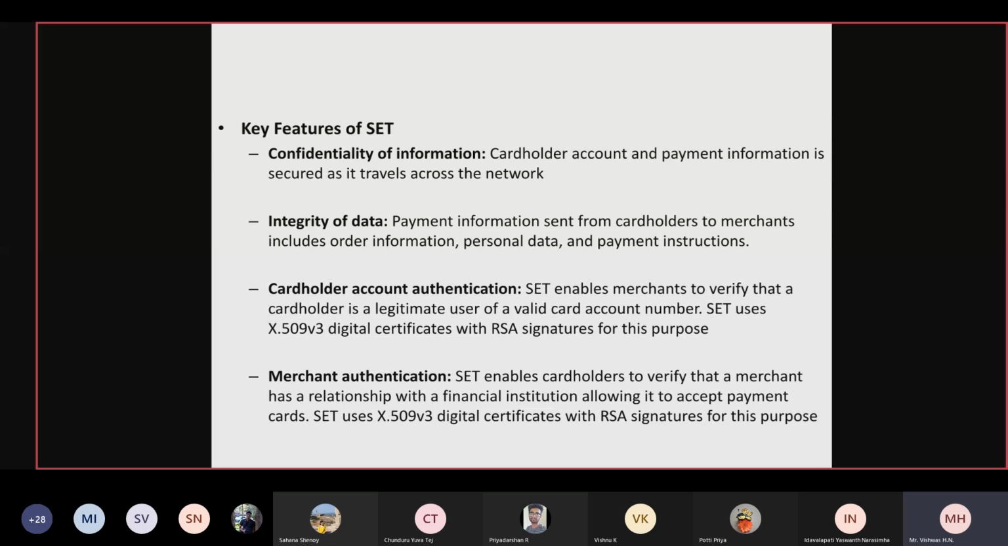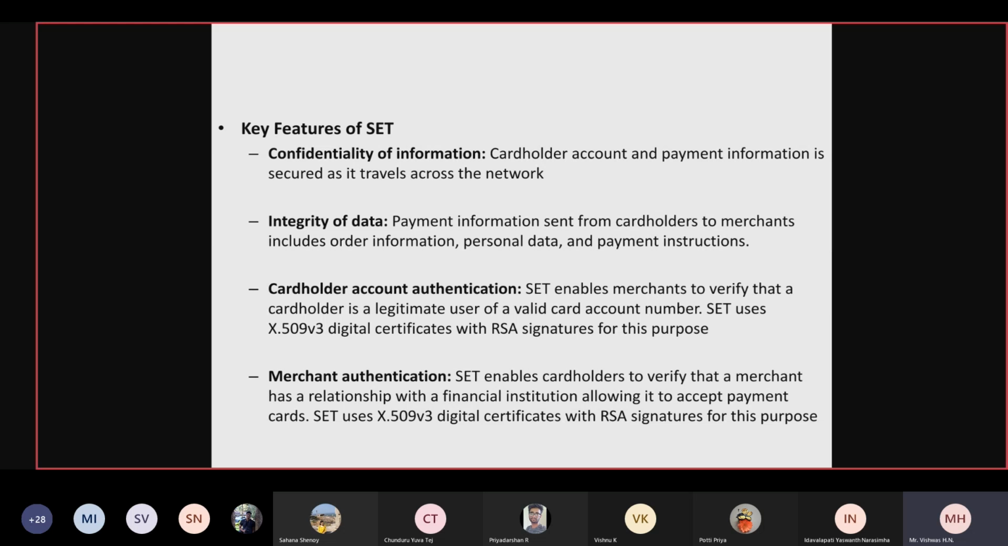So you have to be very careful with the merchant. Authentication of the merchant is also very important. So SET enables cardholders to verify that a merchant has a relationship with a financial institution, allowing it to accept payment cards. Is that clear?